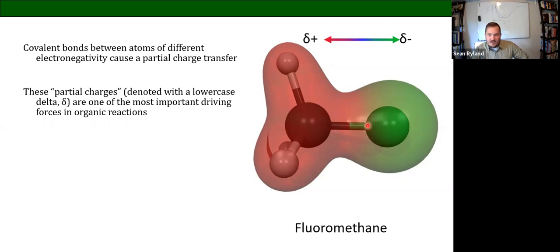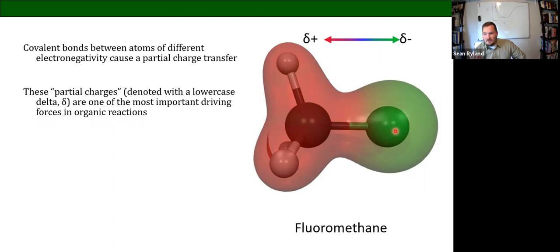And that results in what we refer to as a partial charge. We're not pulling enough of the electrons away from the carbon to say that the carbon has a complete charge, that the carbon has a plus one charge, because it still has eight electrons around it, all in single bonds. But because the fluorine pulls some of it away, it's got a partial positive on the carbon. And there's a partial negative on the fluorine because it's got a little bit of an extra electron.